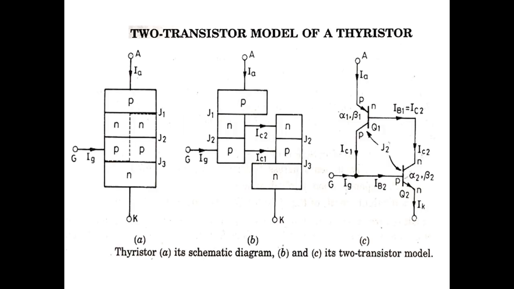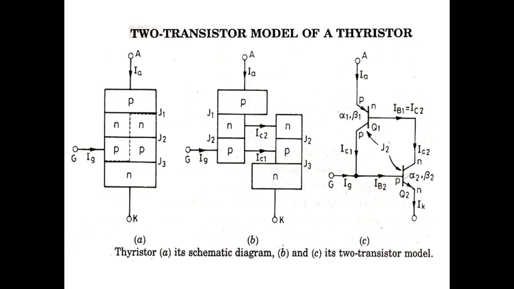So here we can see, yesterday we have already seen the construction of SCR. It is a 3-terminal, 4-layer, 3-junction device. The 4 layers are P N P N, 2 P-type layers and 2 N-type layers. The first diagram represents the schematic diagram of the SCR.